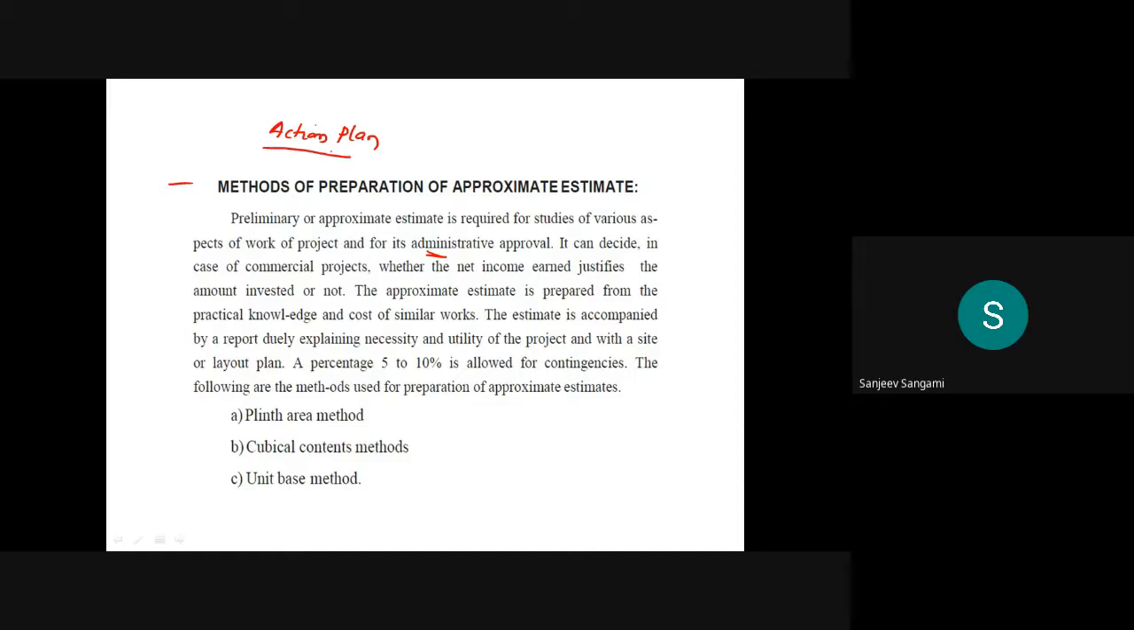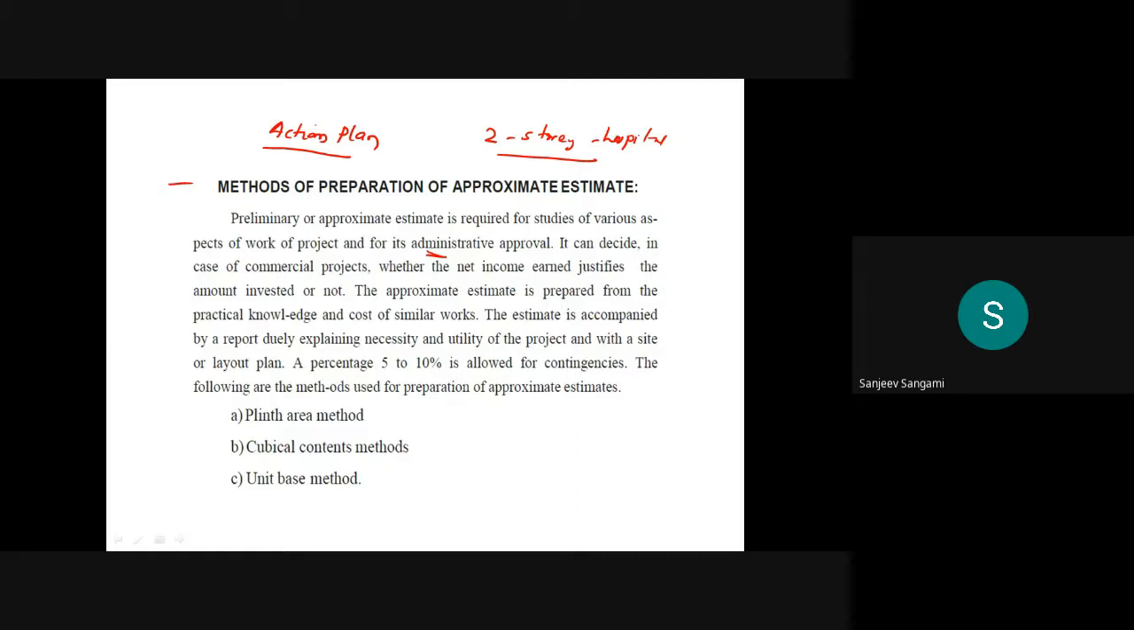You are preparing some action plan. Assume that I am preparing a two-storey hospital. You have to tell what will be the approximate cost for this. Because if you say only then prepare the action plan, then go for the detailed project report, in that at least some accuracy should be maintained. For that, you have to go with the approximate estimates.